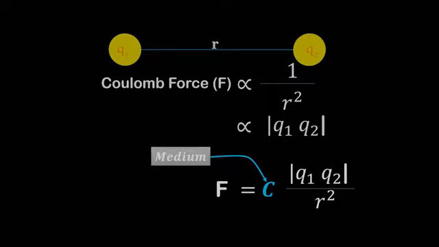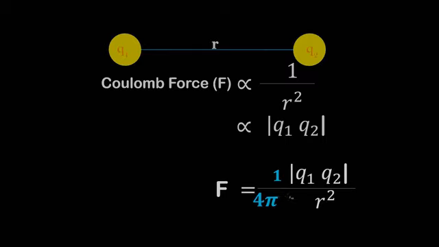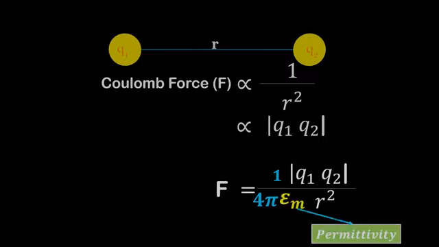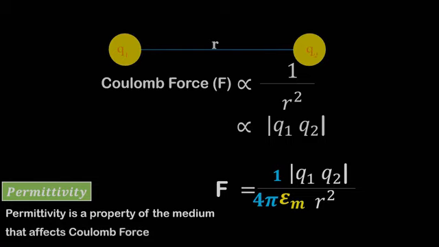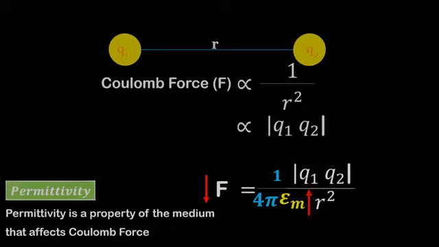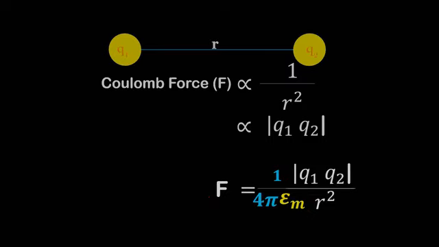This constant is equal to 1 by 4 pi epsilon m, where epsilon m is the permittivity of the medium between the charges. Permittivity is a property of the medium that affects Coulomb's force. The higher the permittivity of the medium, the lower the effect of the force between the charges. But you can ask a question about why the role of 1 upon 4 pi is important here. Let's try to understand this.